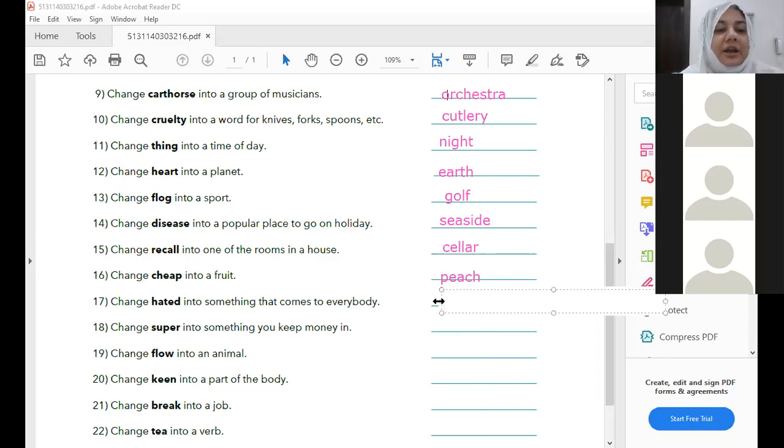Okay, change hatred into something that comes to you, to everybody. It's something which will happen. There is life. And there is something which is?